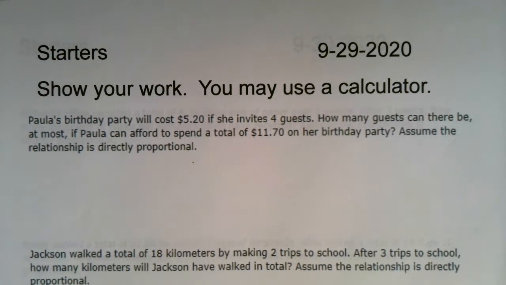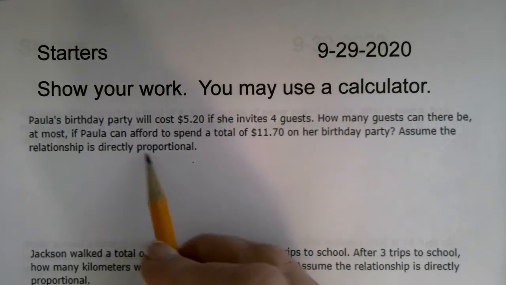So the starters from Tuesday are word problems. Paula's birthday party will cost $5.20 if she invites 4 guests. How many guests can there be at most if Paula can afford to spend $11.70 on her birthday party? Assume the relationship is directly proportional.